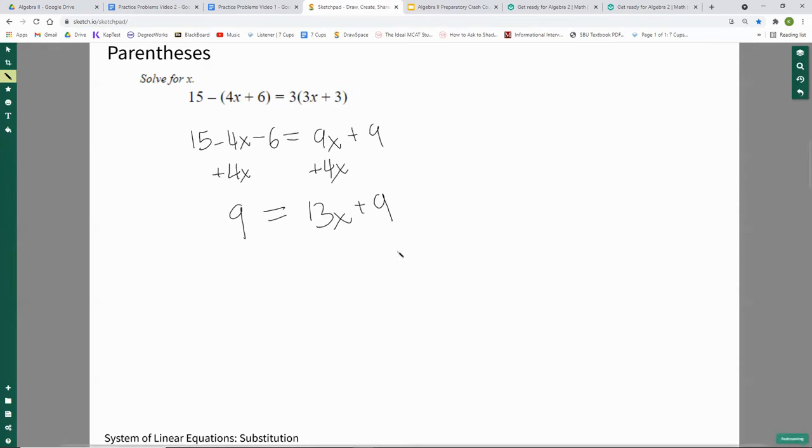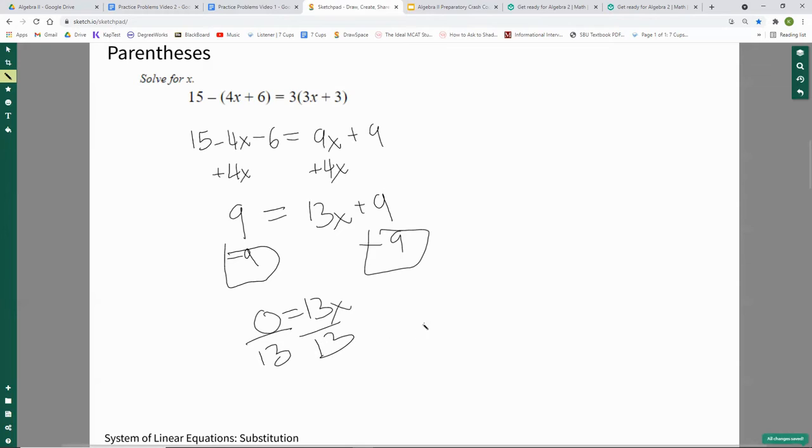And then we can subtract 9 from both sides, minus 9, right? And then a minus 9 here. And then essentially what we get is 0 equals 13x. And then we can divide 13 by both sides. And then we get x equals 0.